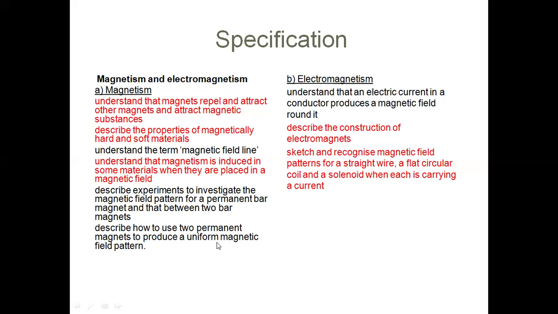We will understand that an electric current in a conductor produces a magnetic field around it. And we also describe the construction of an electromagnet. We will discuss the functioning of the electric bell and different components; we will study about solenoid, we will study about relay, etc., and circuit breaker.